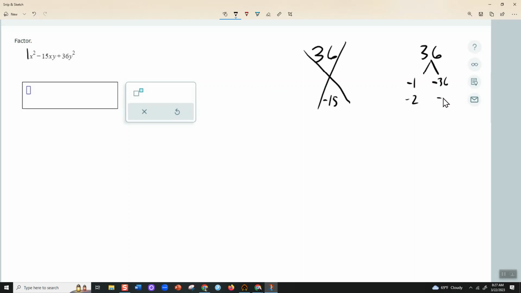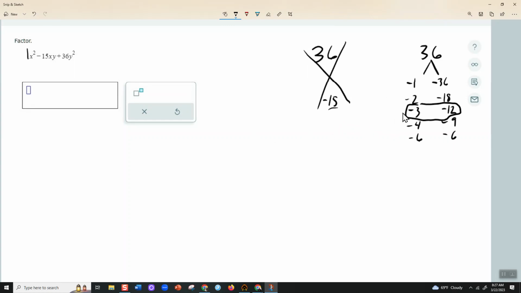Negative 2 and negative 18. Negative 3 and negative 12. Negative 4 and negative 9. Negative 6, negative 6. And I believe that is all, yes. So I noticed that these two, negative 3 and negative 12, add up to negative 15. So those are my numbers.